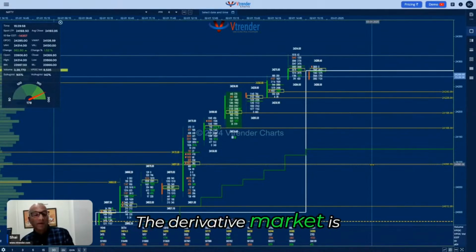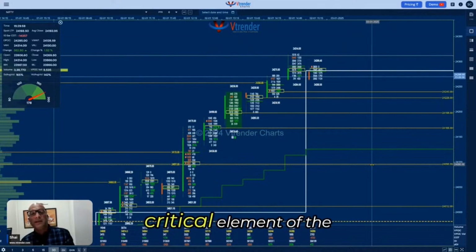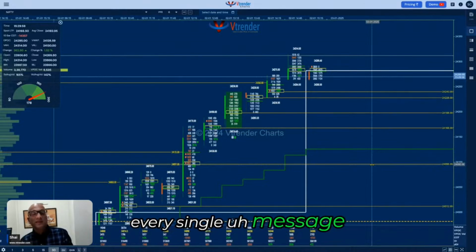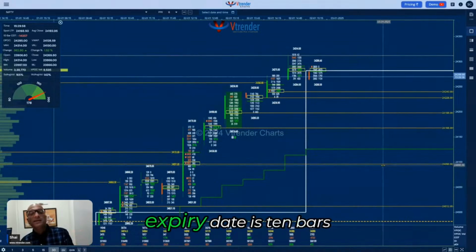The derivative market is very, very time defined. Time is a very, very critical element of the way we work in our markets. So every single signal, every single message which comes to you has a defined time to it, an expiry date. And for us, that expiry date is 10 bars. So after that expiry date, that signal is no longer valid.